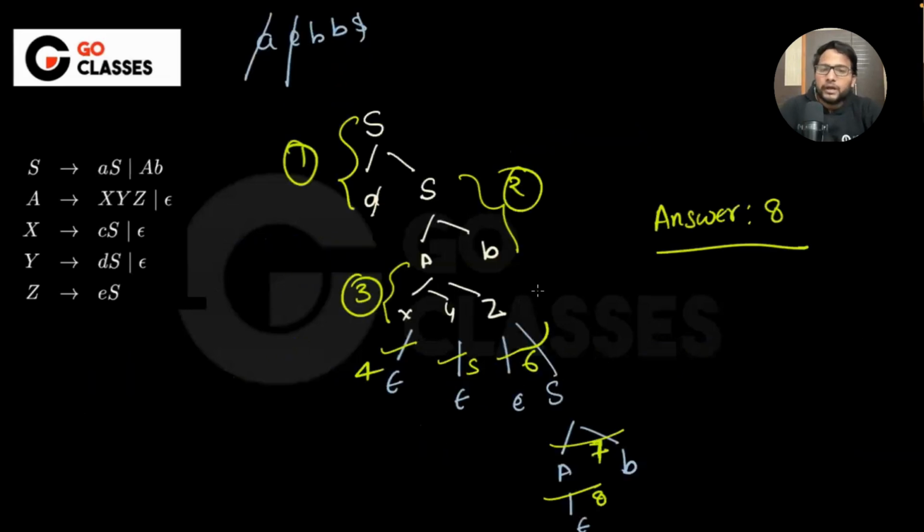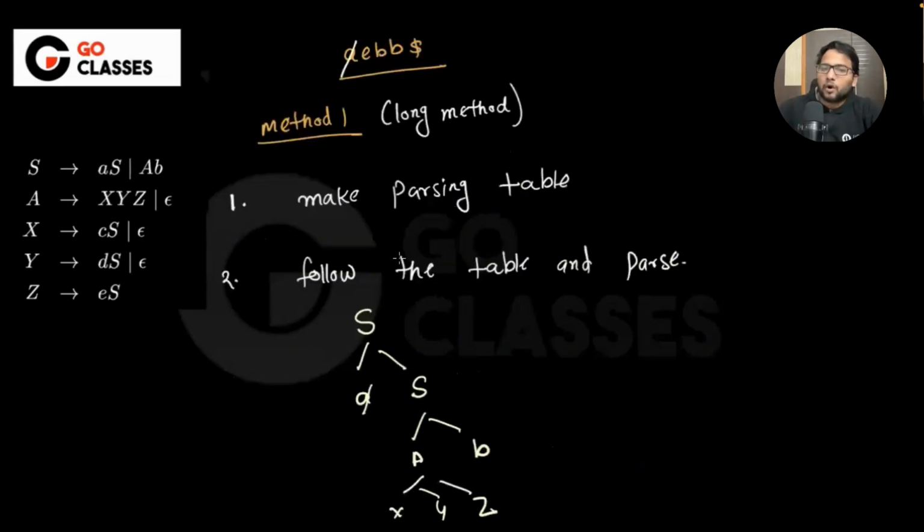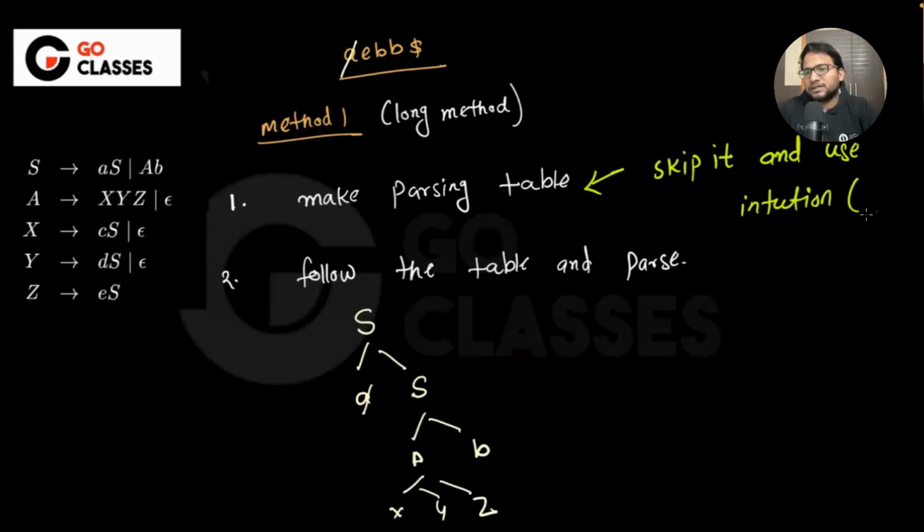Okay. So here, this method 1 could be the long method where you need the parsing table. But in method 2, you don't actually need the parsing table, which means that by intuition only you can guess which one to use. Okay. So here, skip it and use intuition. This, maybe you can say, is method 2. You don't need to make the parsing table.